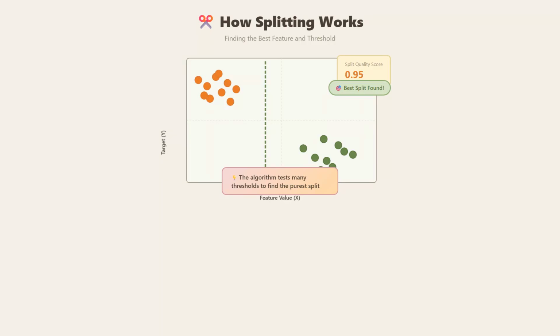This process is called greedy optimization because at each node, the algorithm simply picks whatever split gives the best immediate improvement. It doesn't look ahead to see if a different split might lead to better results several steps down the line. This greedy approach is computationally efficient, but can sometimes miss the globally optimal tree structure.